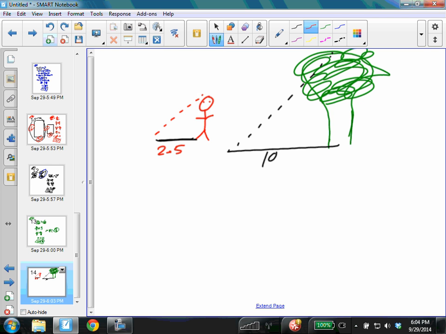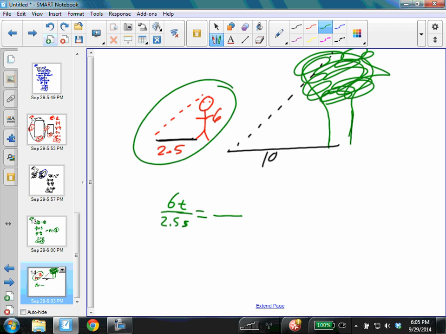Oh, well, there's some information that they left out. The boy is 6 feet tall. So now that I know the boy is 6 feet tall, this is a match. I have 6 over 2.5. Now 2.5 is the shadow, and 6 is how tall they are. So I'm just going to call it T. So 2.5 is for the shadow, and 6 is T. When I look at the other side, I want to make a fraction, and the 10 is the shadow. So I'm going to put the 10 on bottom, in the same place that the 2.5 was. The 2.5 was on bottom for a shadow, so the 10 is going to be on bottom for a shadow.